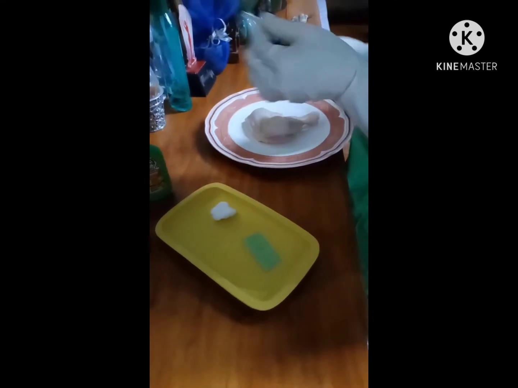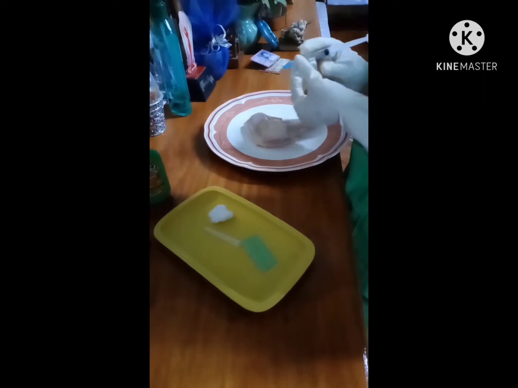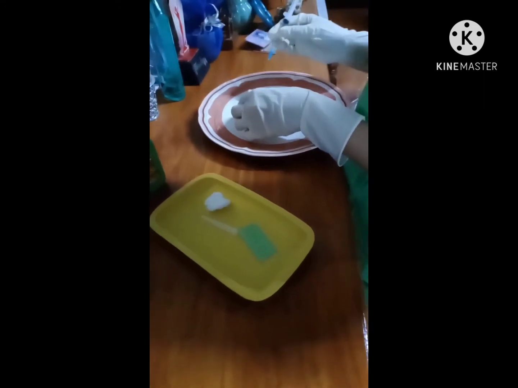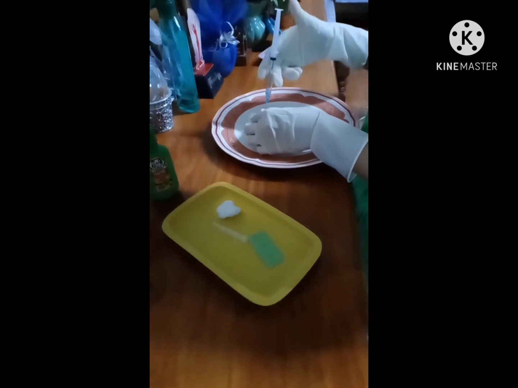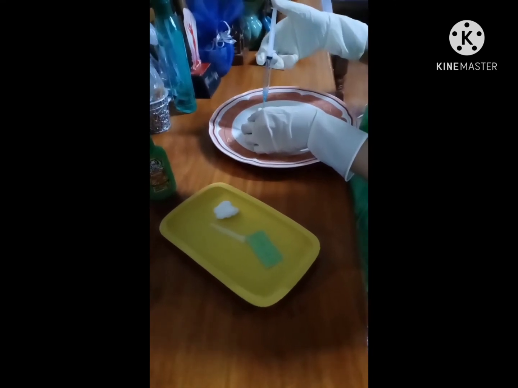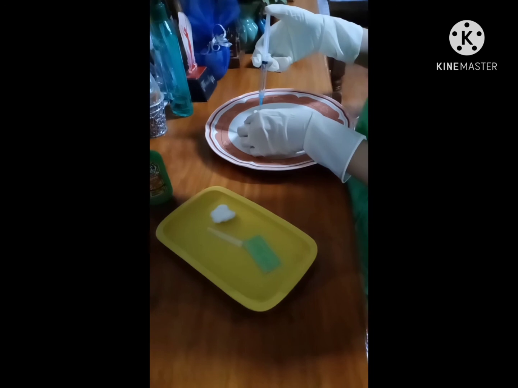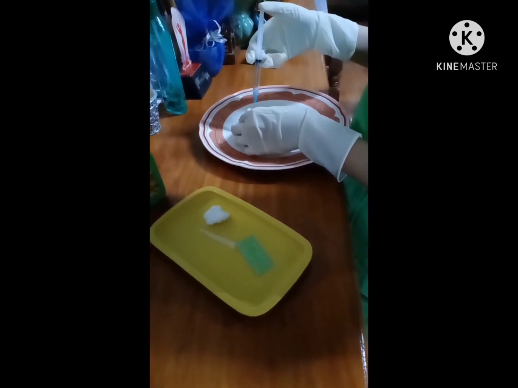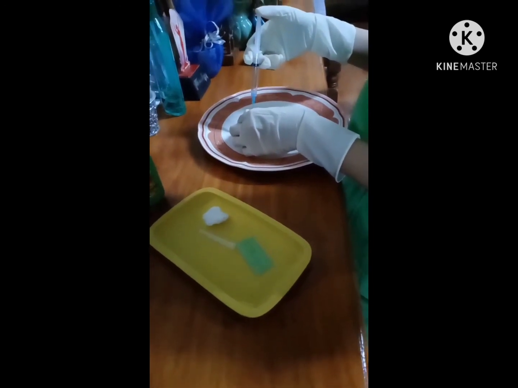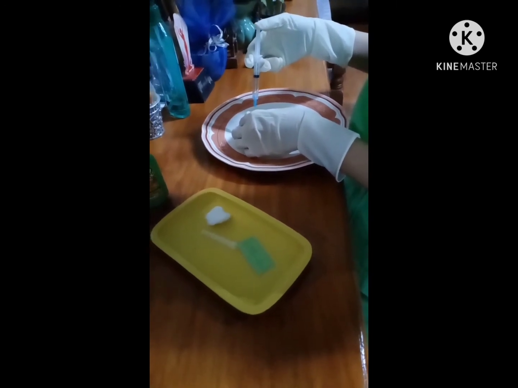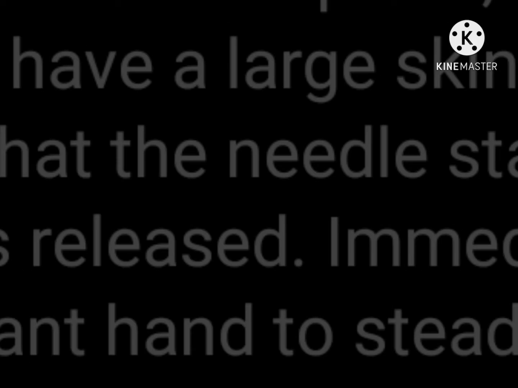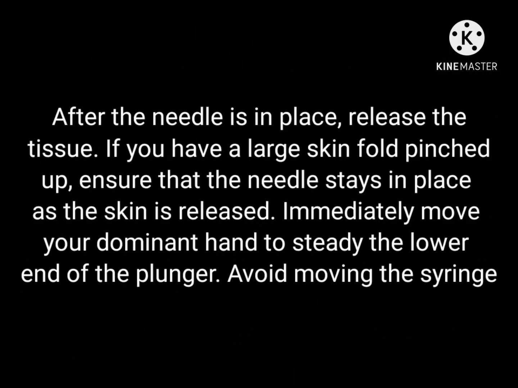Remove the needle cap with the non-dominant hand by pulling it straight off. Cross and bunch the area surrounding the injection site or spread the skin taut at the site. Hold the syringe in the dominant hand between the thumb and forefinger. Inject the needle quickly at a 45 to 90 degree angle. After the needle is in place, release the tissue.